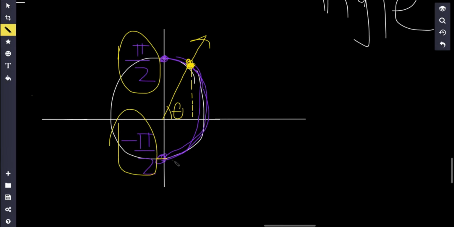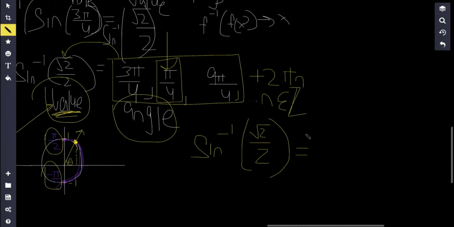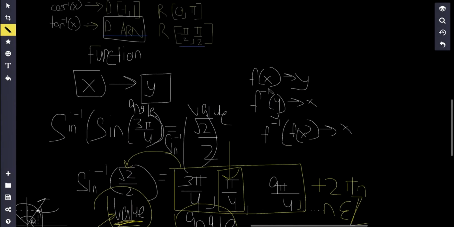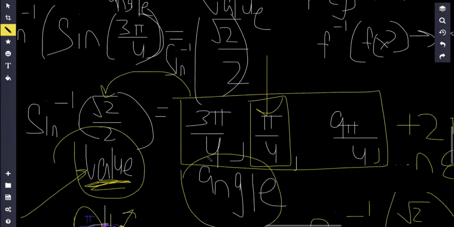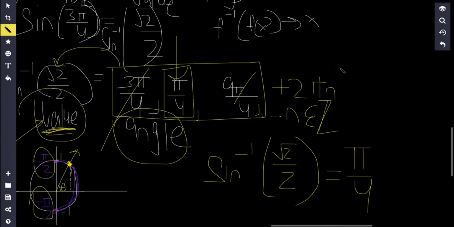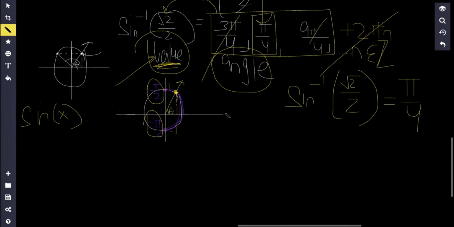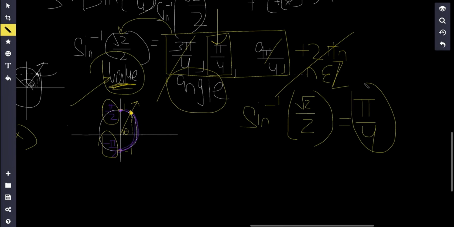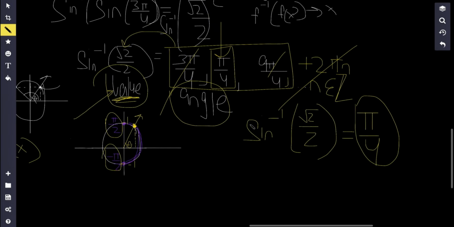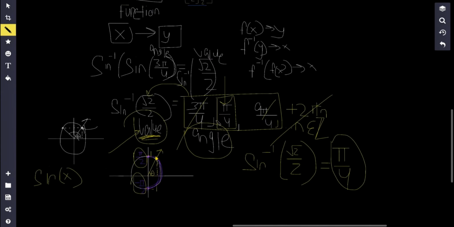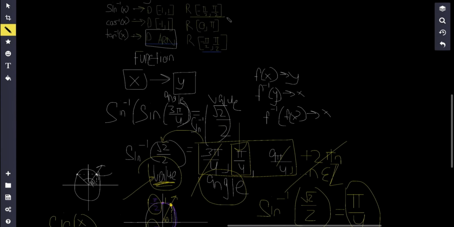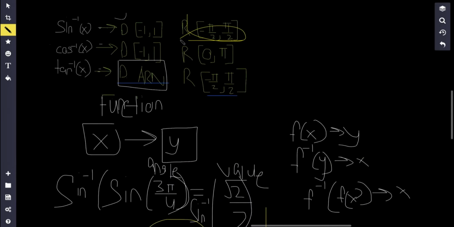And I should have put this, but your inverse sine of the square root of 2 over 2 is just going to be equal to pi over 4, because that is the angle that falls inside of the range for this function. The range is from negative pi over 2 to pi over 2. All the other angles are not in this range, but pi over 4 is. So that is going to be our answer. So make sure that when you're doing these inverse trig problems, you pick the answer that is inside the range of this function.